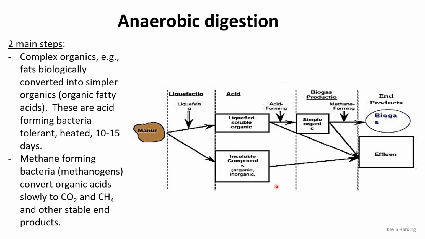The second step is then going to be the methane-forming bacteria. So once we've got the complex organics broken down, the more simple organics are then broken down by methanogens. Methanogens are then going to produce methane, which can then be burnt off on site as an energy producer, and the final effluent, which is our neutralized solid waste, which we then need to dispose of.